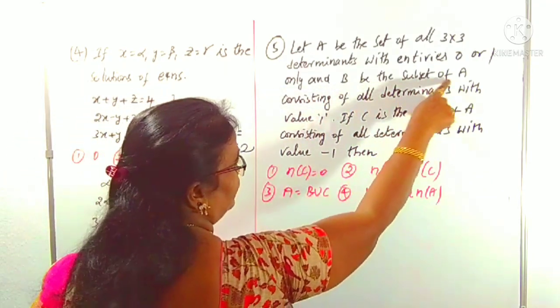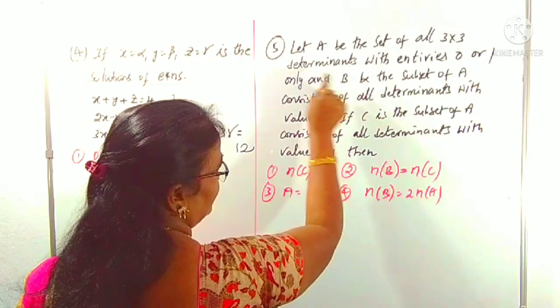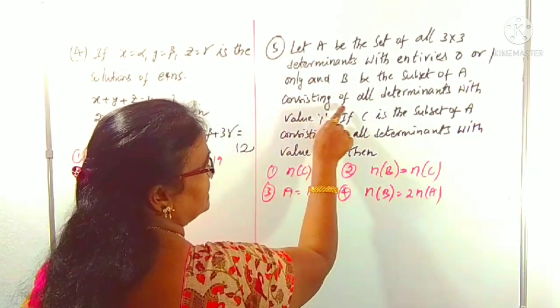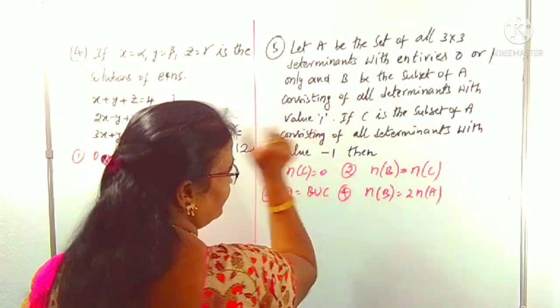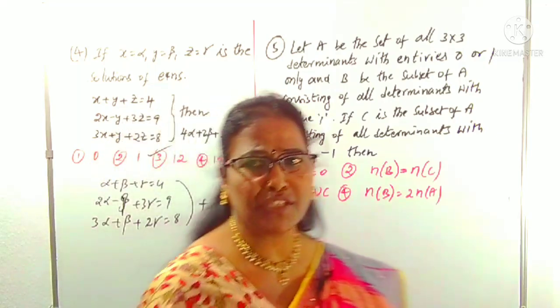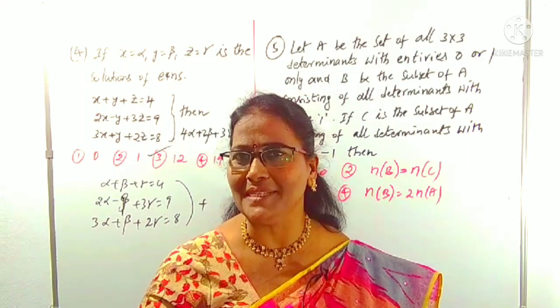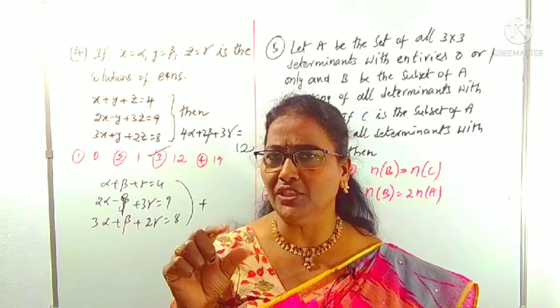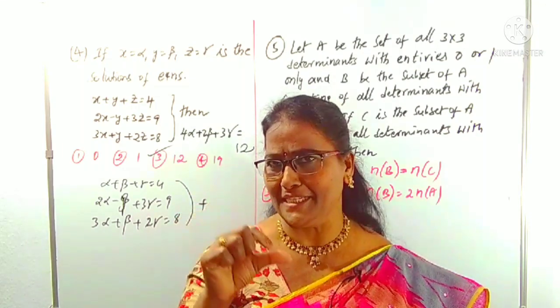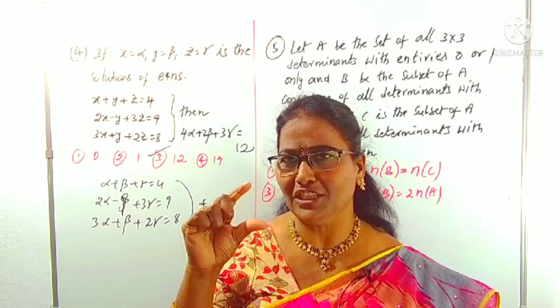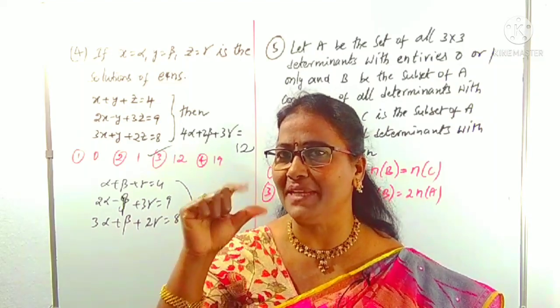And B be the subset of A. Means B is one of the matrix which is a subset of this A, consisting of all determinants with value 1. You know, by using 0, 1 we can form some determinants. Which determinant value is 1? Those only B contains. Okay. The set of the determinants whose value is 1, that is what B contains.